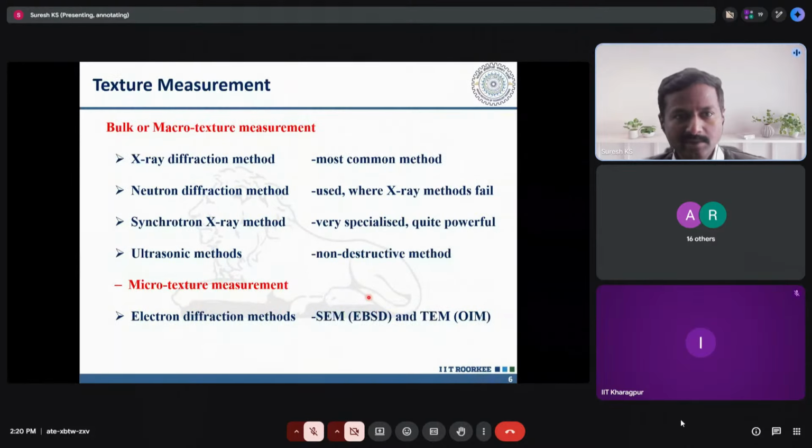Now one can do this texture measurement for bulk metallic materials or other materials using multiple ways. X-ray diffraction is the most commonly preferred method because an X-ray goniometer is more easily accessible than its counterparts. While if you talk about neutron diffraction or synchrotron diffraction, that may not be readily available at all places, only at a few locations all over the world.